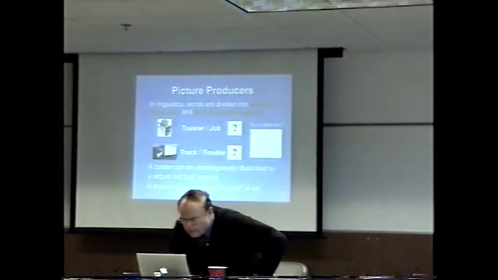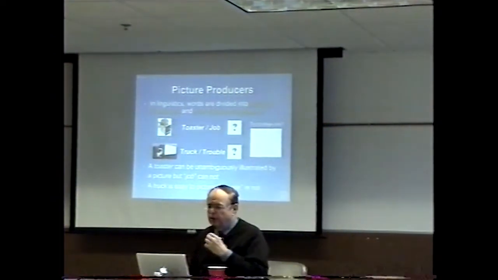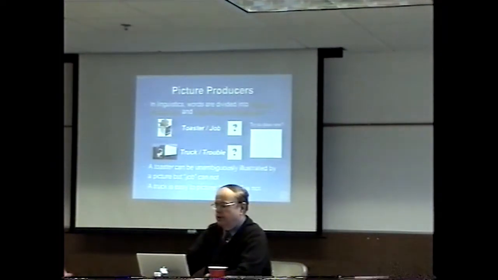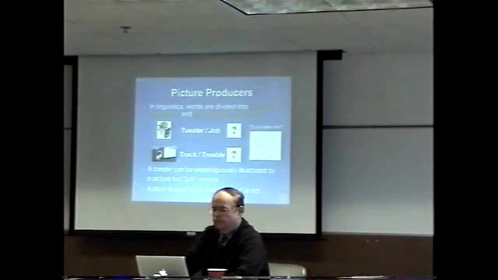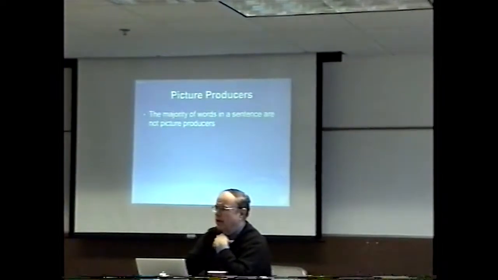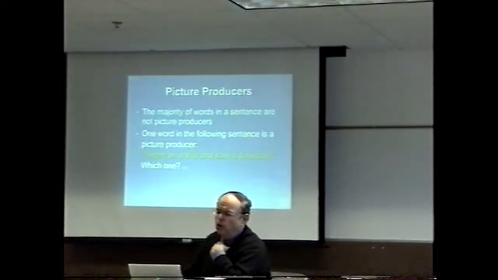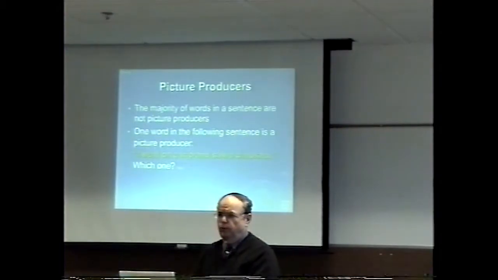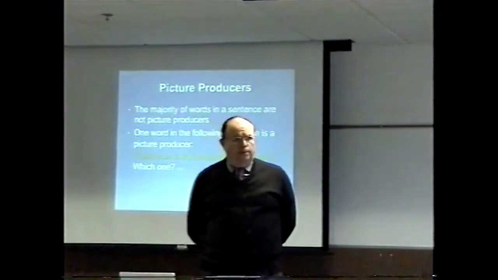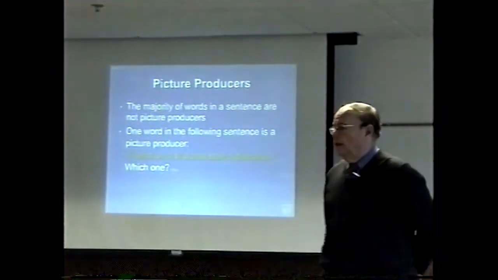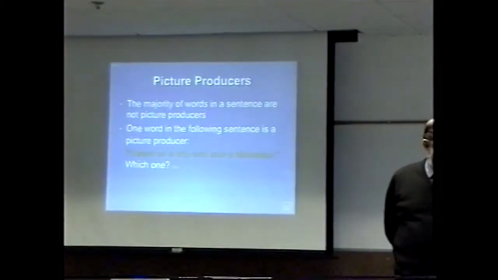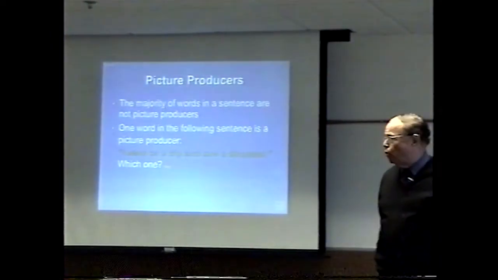Okay. A toaster can be unambiguously illustrated by a picture, but job cannot. A truck is easy to picture, trouble is not. The majority of words in a sentence are not picture producers. One word in the following sentence is a picture producer. Which one is it? Dinosaur. I went on a trip and saw a dinosaur. Now, dinosaur is the one word from there that we're likely to see on a communication board.